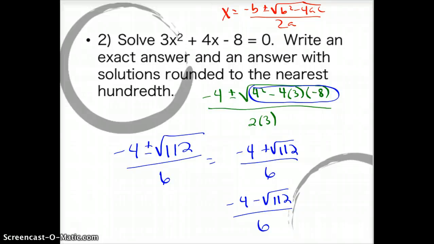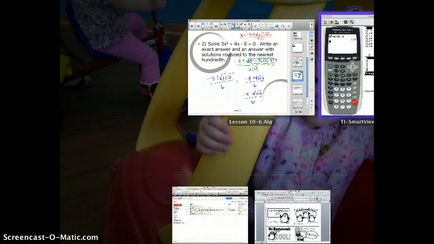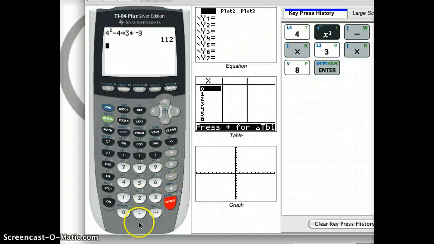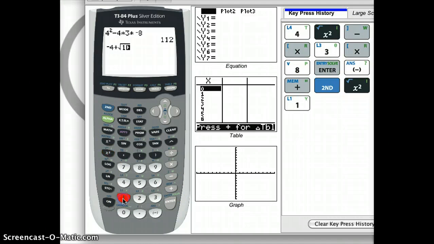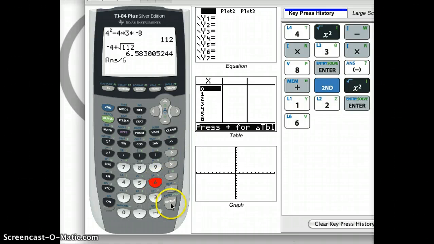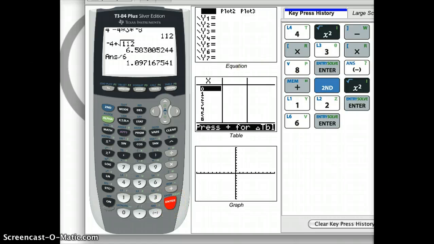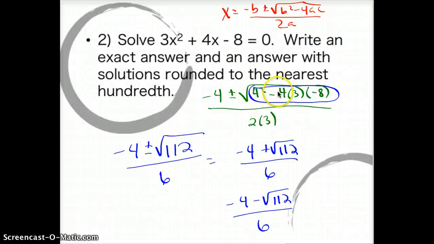And then this is my tip for doing this on your calculator. I would do negative 4 plus the square root of 112, and then you're going to have to hit enter because you want that whole thing, either that or put it in parentheses, divided by my denominator, which was 6. So my first answer is about 1.097. It says round to the nearest hundredth, so I'm rounding here, and it's going to be about 1.10.